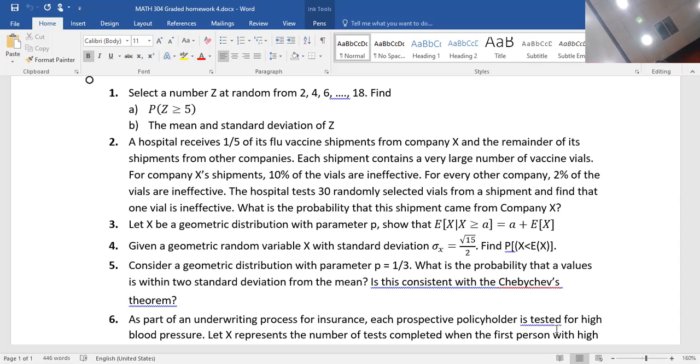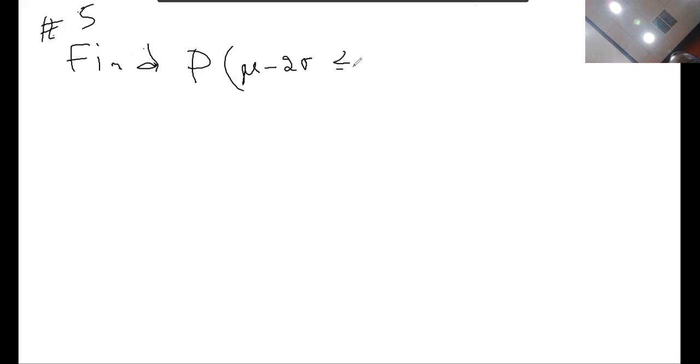So we just work on what we have done now, which is number 5. On number 5, find the probability that mu minus 2 sigma is less than or equal to x less than or equal to mu plus 2 sigma. So compute mu and sigma.